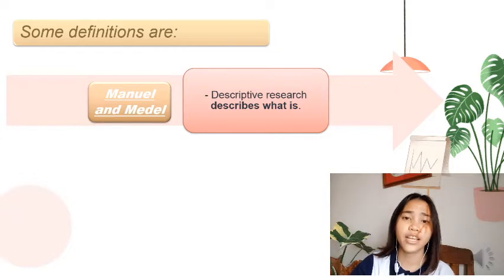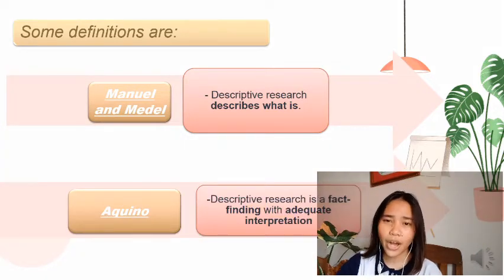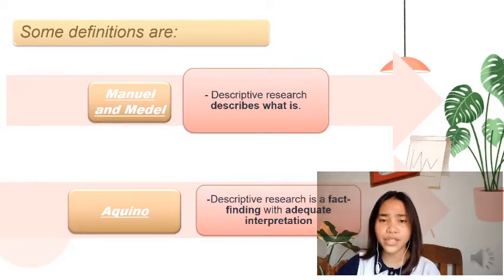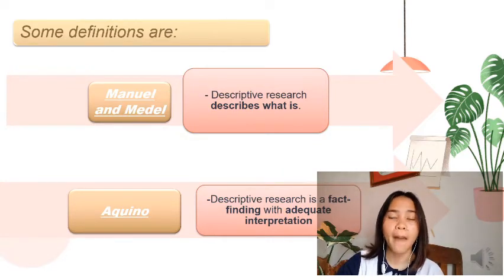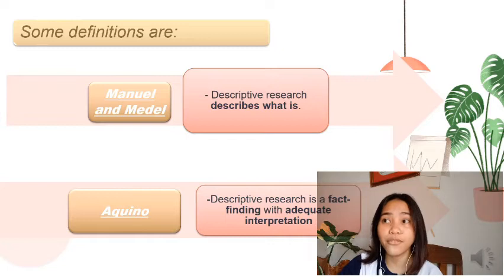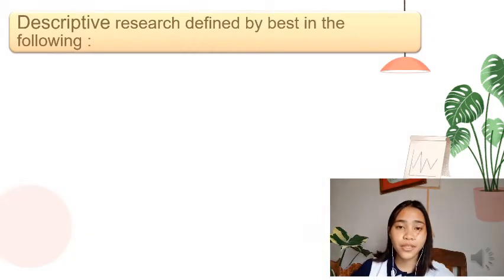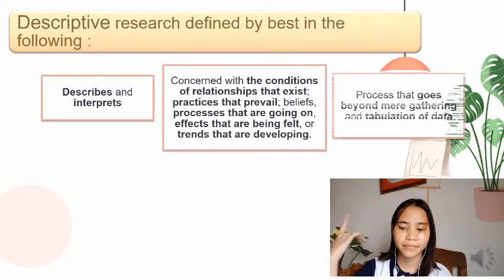Another definition is from Aquino. According to Aquino, descriptive research is fact-finding with adequate interpretation, meaning it is a gathering of data to present facts having a quality of good and acceptable interpretation. Descriptive research is defined best by the following, as you can see on the screen.